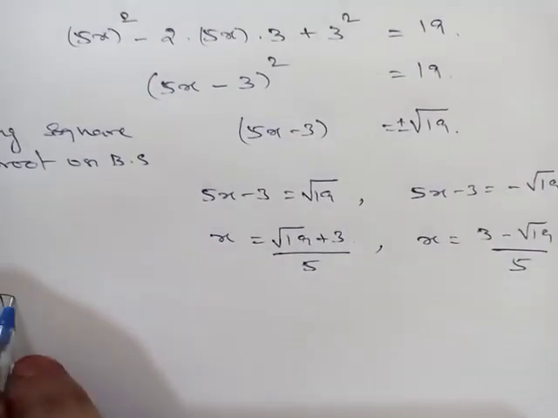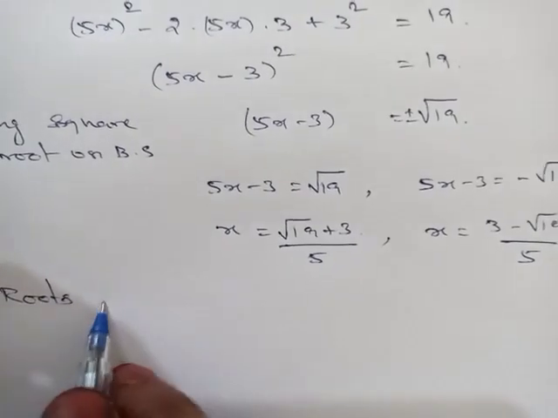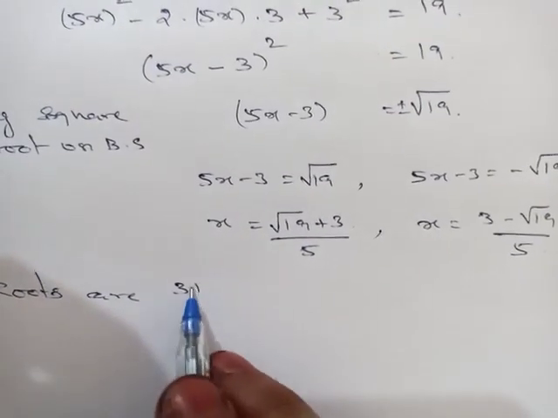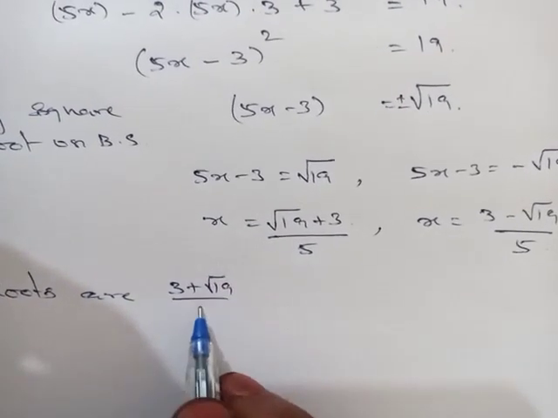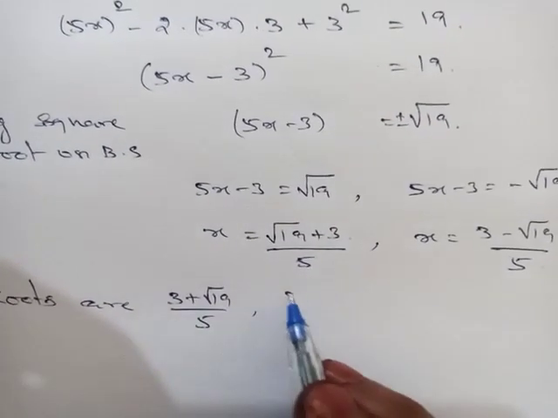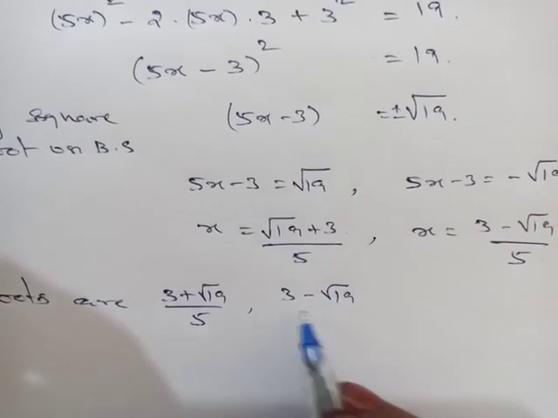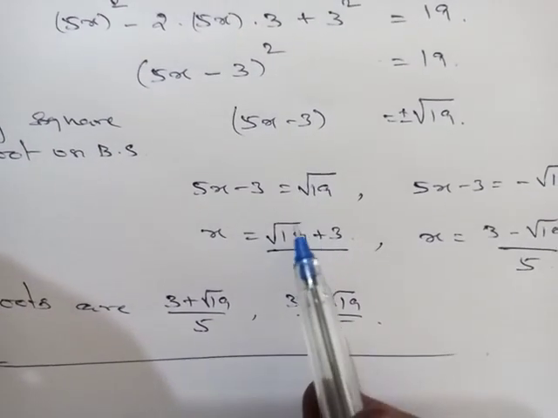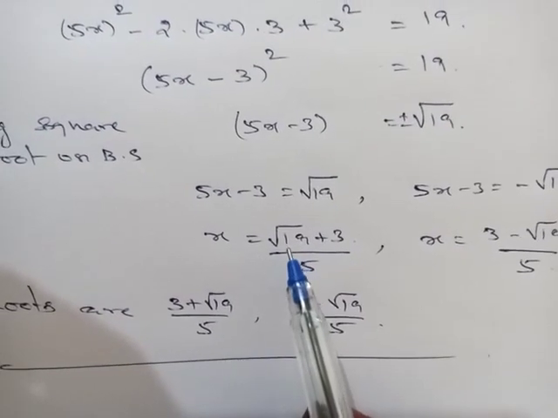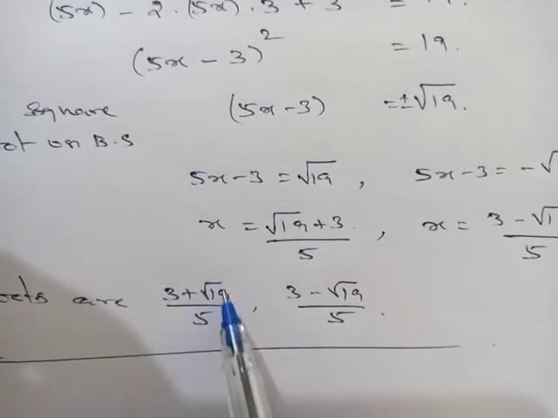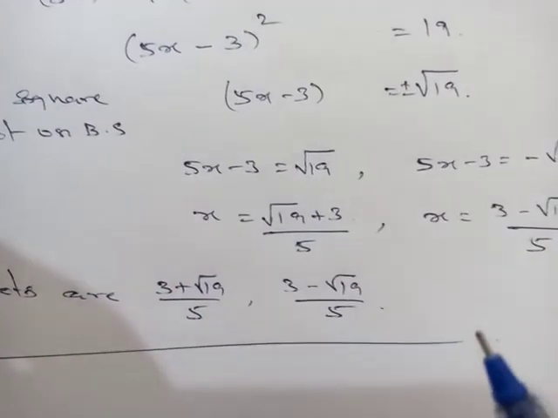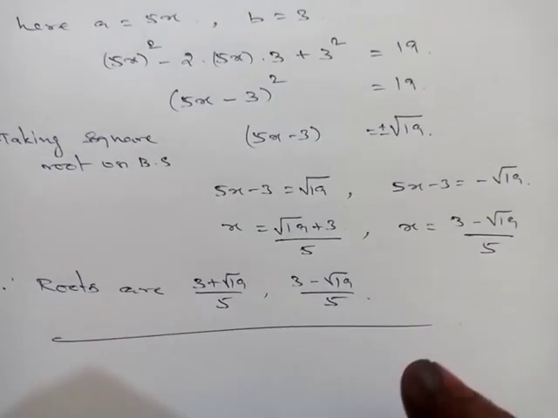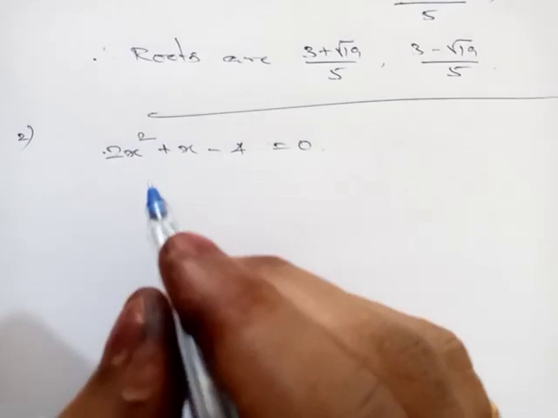Therefore roots are, here we can write 3 plus root 19 by 5. Another one, 3 minus root 19 divided by 5. That's all. Any value whose square root we cannot take, you just leave it as it is. You write 3 plus root of 19. For 19 we don't know the square root value, so just leave it as it is. You understand this? See one more problem.